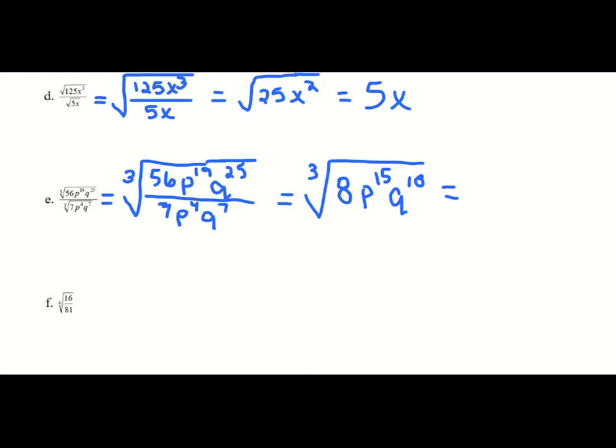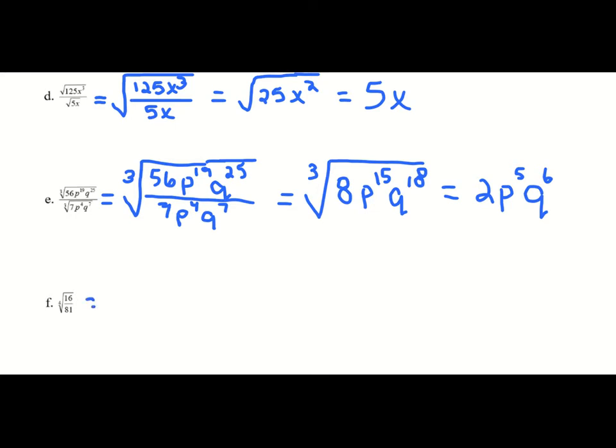I know the cubed root of 8 is 2. 3 goes into 15 5 times, so that's going to make it p to the 5th. And then 3 goes into 18 6 times, so it will be q to the 6th. So my final answer here is 2 p to the 5th q to the 6th.